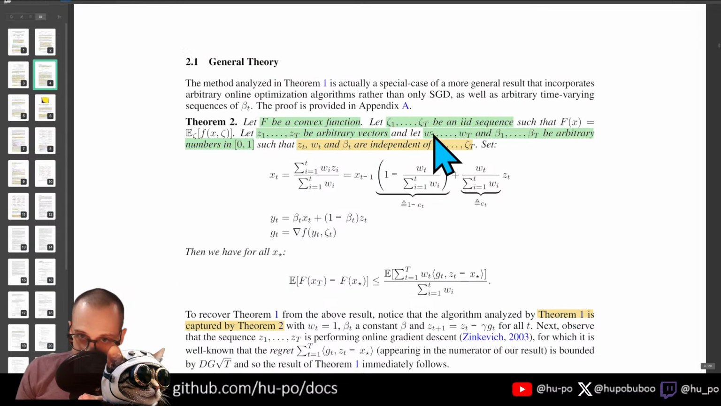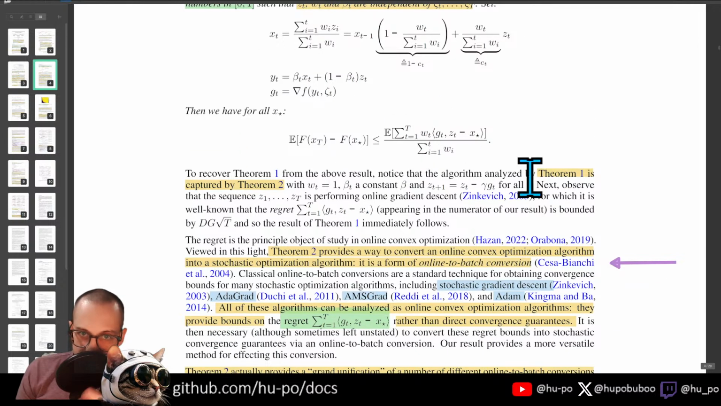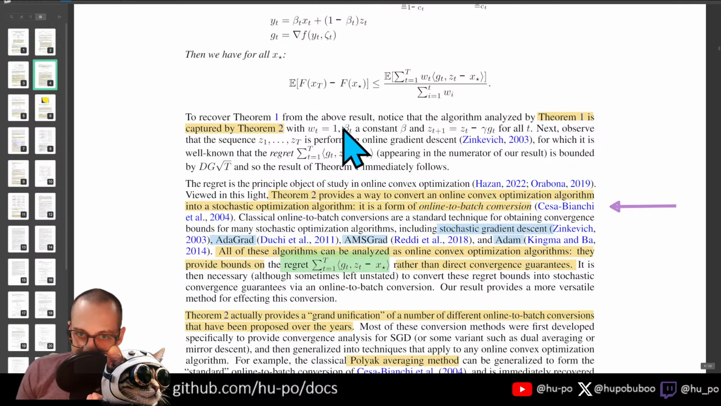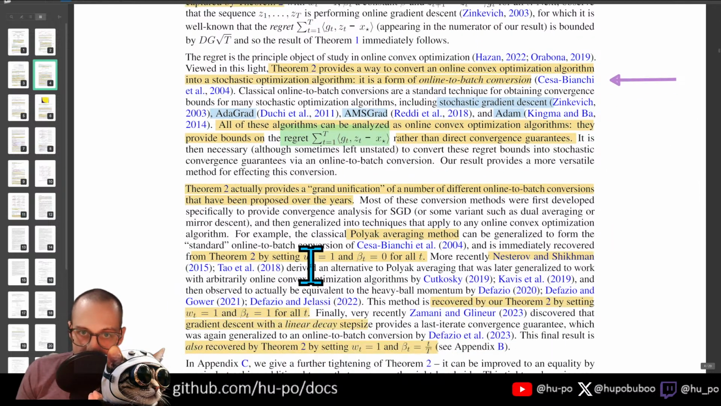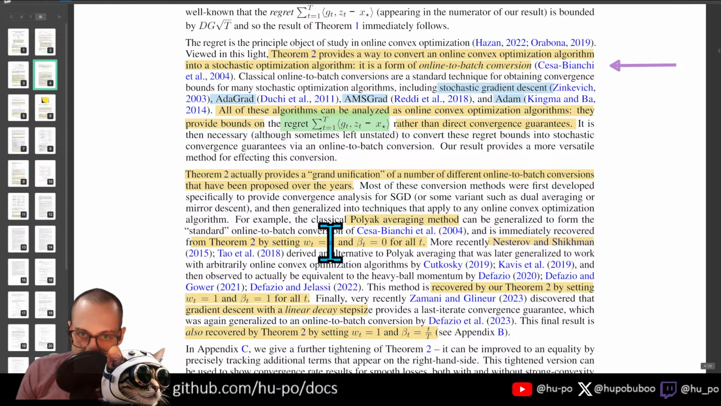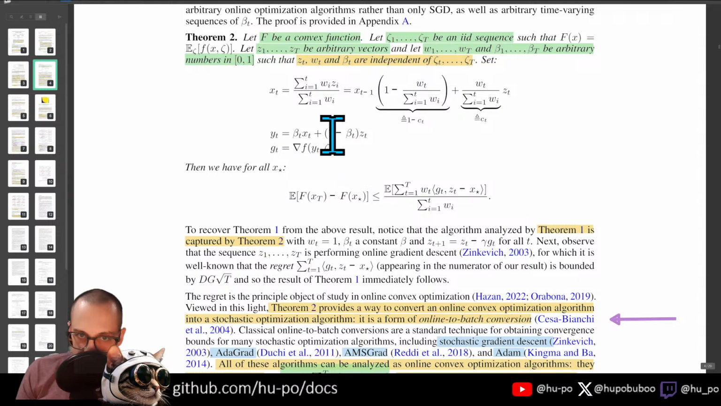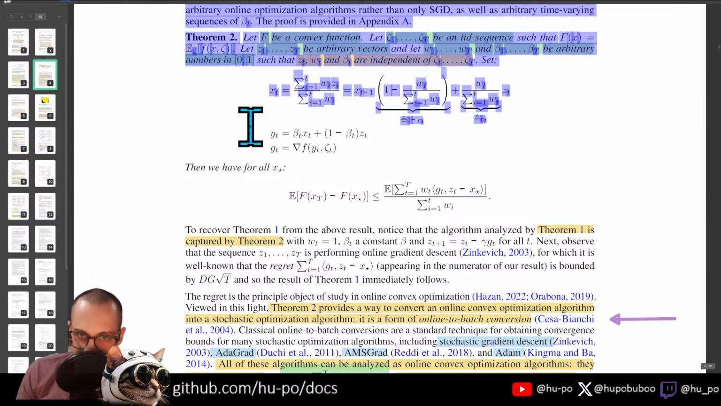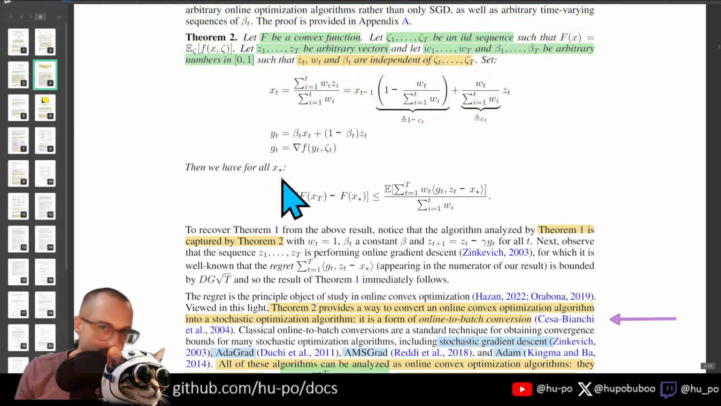And here they've just replaced it with these arbitrary terms that they put in here. But we'll see how, for example, whenever you plug in wT equals 1 and beta T equals 0, you get Polyak averaging. If you plug in beta T equals 0, you're zeroing out this term. This becomes 0, so now yT is just a function of zT. If you plug in beta T equals 0, this now becomes 1 minus 0, which is 1, so yT is just zT.